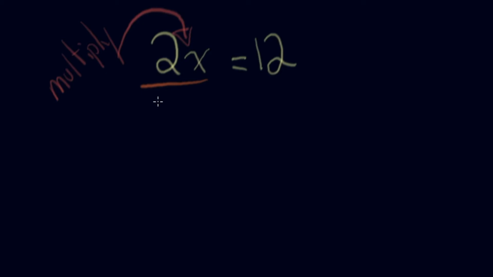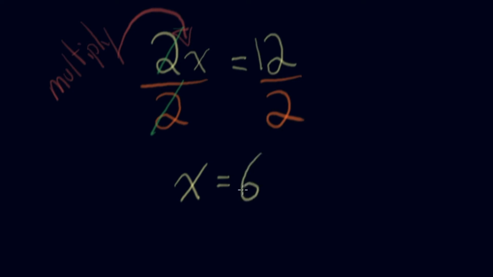If I do it to one side, I must do it to the other side. And what happens here is when 2 is divided by 2, it becomes 1. So it basically eliminates this, leaving you just with x. And 12 divided by 2, let's do that, is 6. So there's an example where that kind of happens. Let's kick it up another notch.